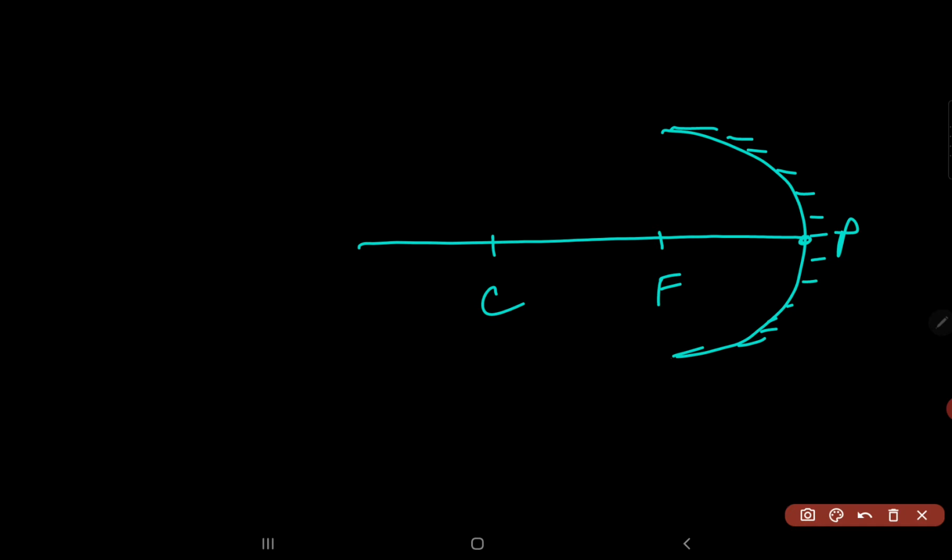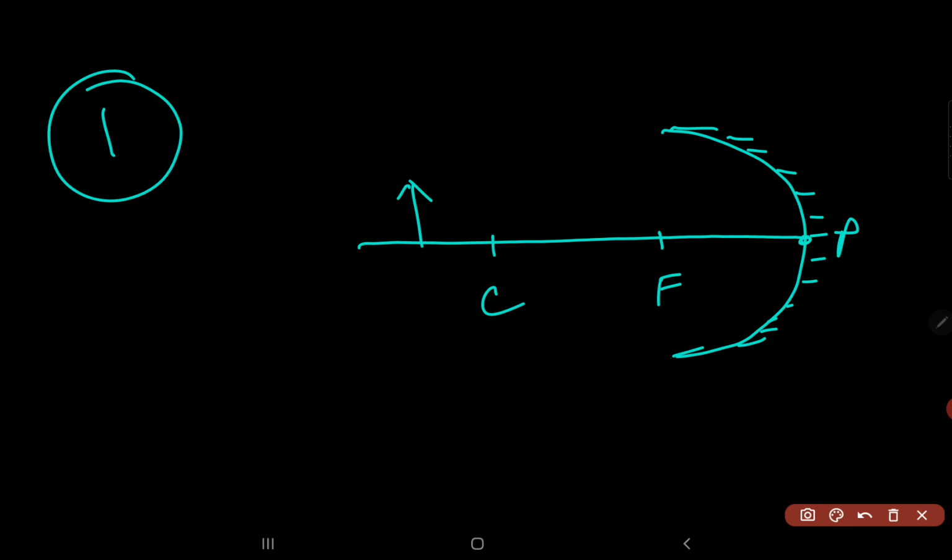Whenever we are trying to draw a ray diagram, either it be a concave mirror, it needs to have a pole, then it will have this principal axis, it will have the focus, it will have the center of curvature, right? The rule is that you need to keep the object always on your left hand side. Suppose this arrow is the object, then it needs to be placed always on the left hand side. So this is the meaning of the first rule.